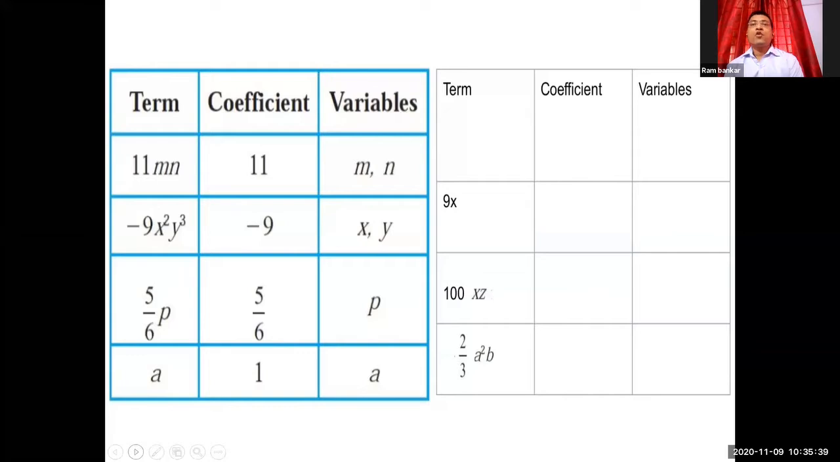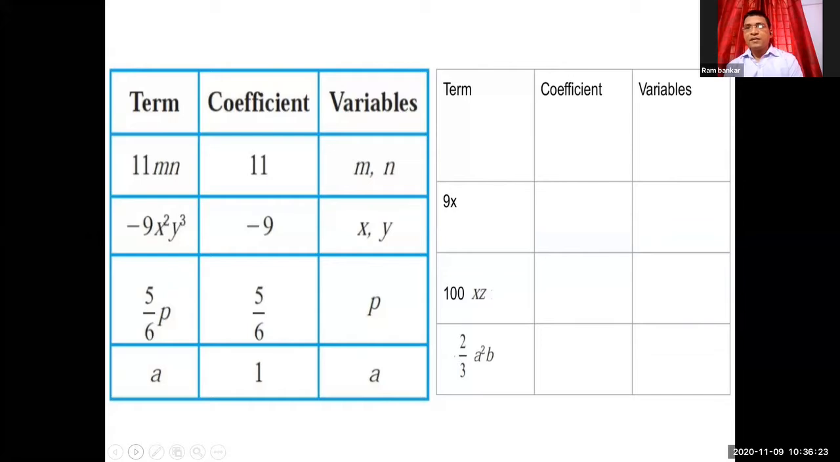In this box, you will notice coefficient means numbers, and variables means alphabets. Understood, everybody? Variables means alphabets and coefficient means numbers. And the terms are 11mn, 9x square y cube, 5 upon 6 p, or a. Term should be a mixing of variable and coefficient. Term can be a number. Term can be an alphabet also. Now, students, the next table is for you to solve. Now you will give me the answer, everybody.